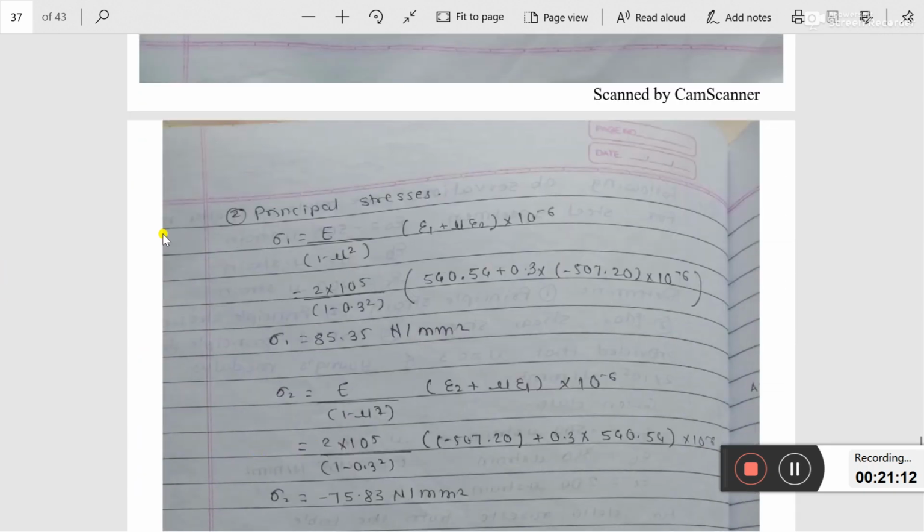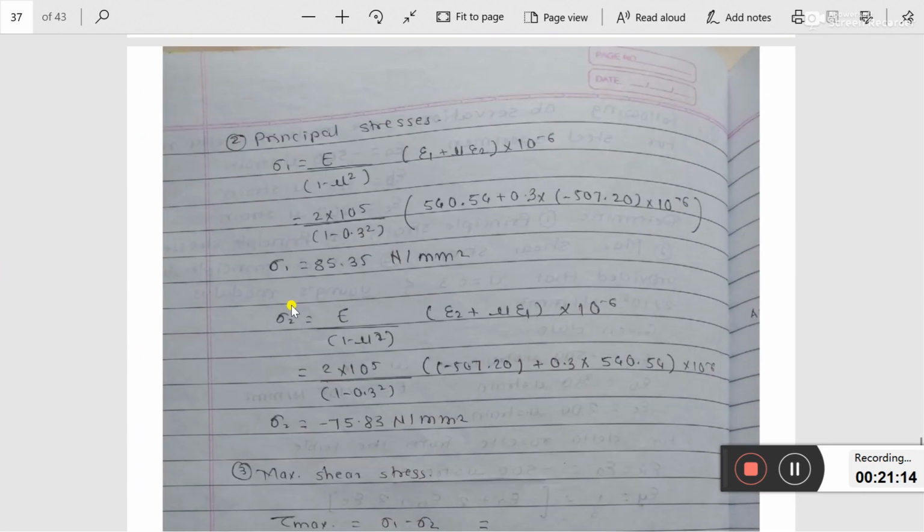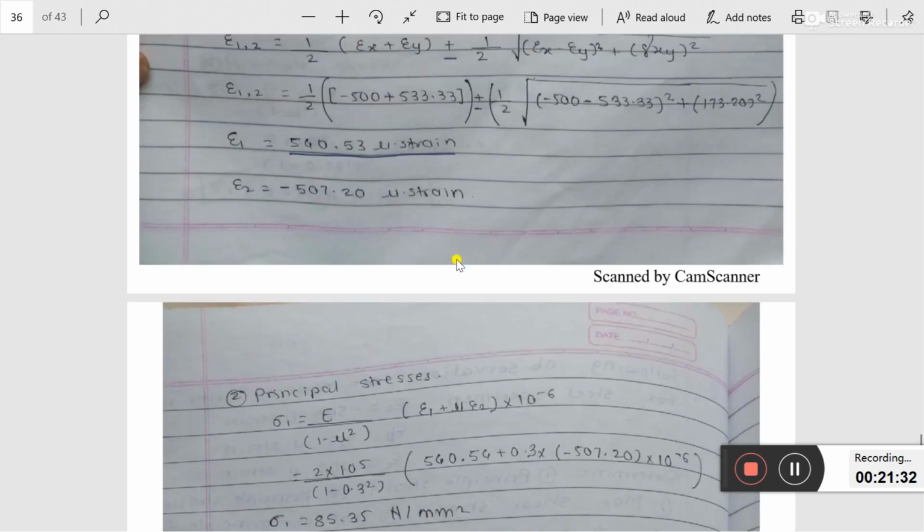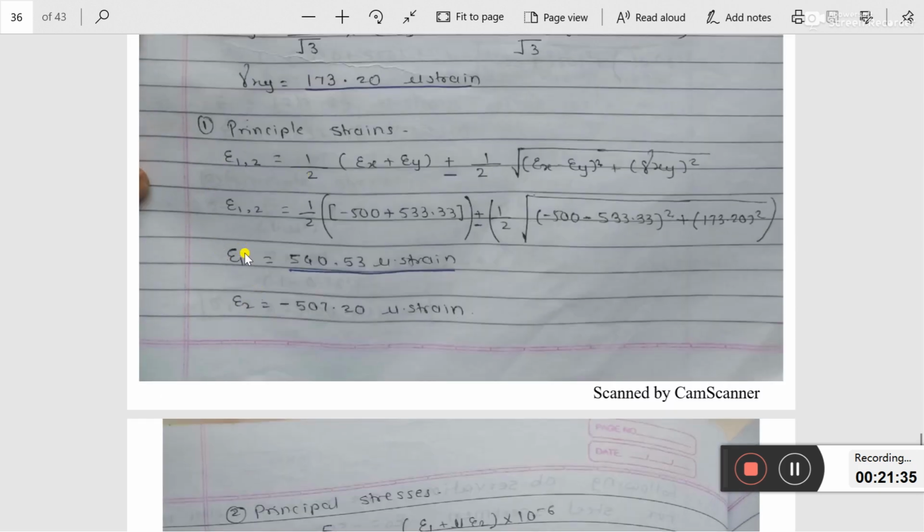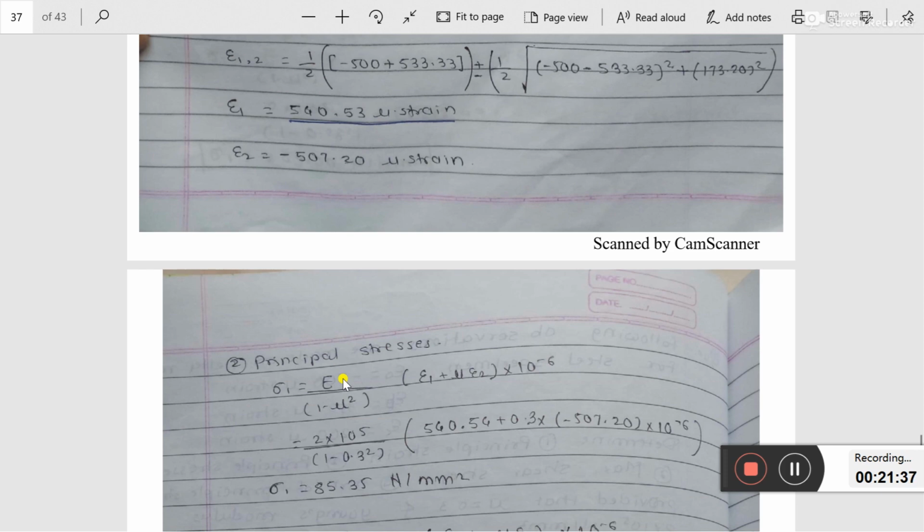Now next, I have to calculate the value of principal stresses. So separate formulas are available to calculate sigma 1 and sigma 2. The first formula, sigma 1, is available in terms of Young's modulus, which is given, the constant parameter mu, which is also given, and the values of epsilon 1 and epsilon 2, which we have already calculated here.